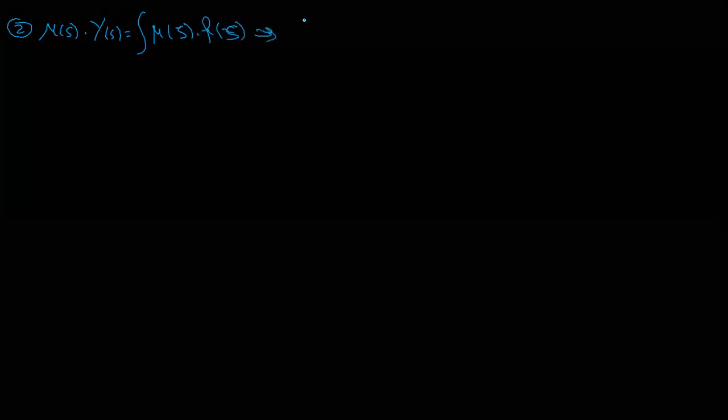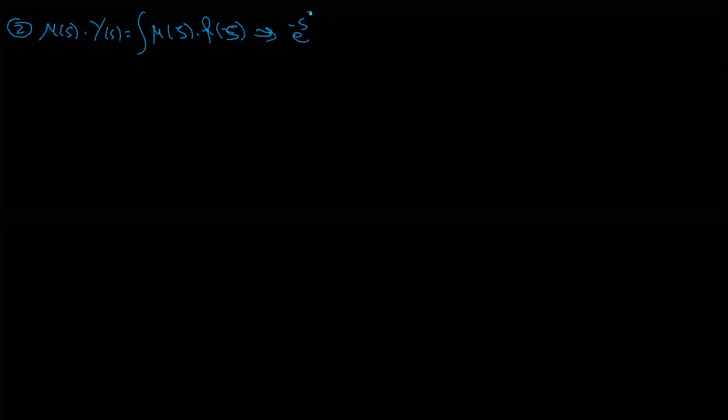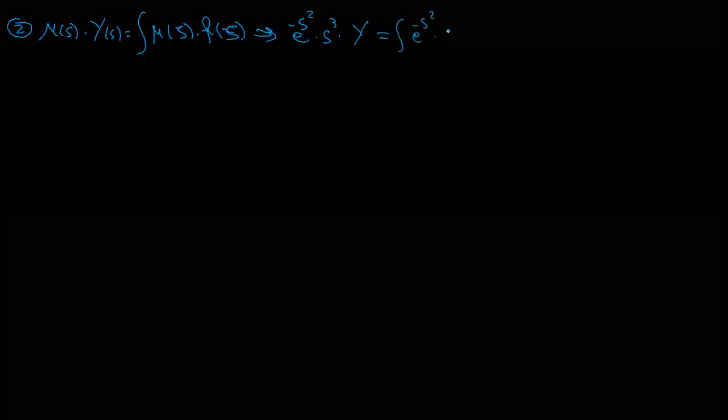Second step is to write mu of s times y of s, y capital, my unknown, equal integral of mu of s times f of s. So I have the following now. Mu of s, I found it to be e to the negative s squared. Let me check. E to the negative s squared, right, times s to the power 3 times y capital equal integral of e to the negative s squared times s to the power 3 times my f. Where is my f? It is 2 over s squared.